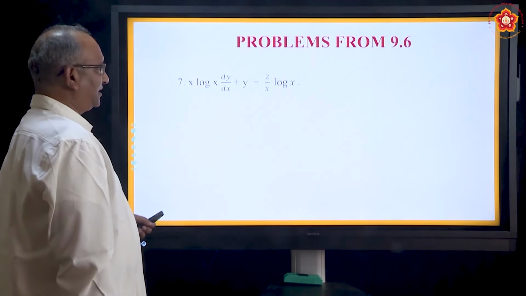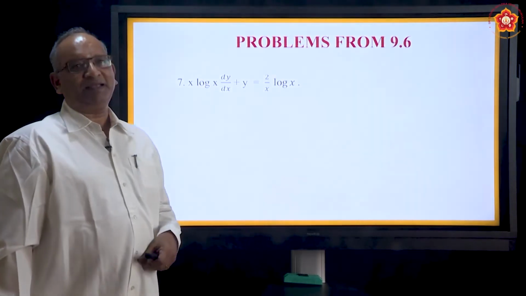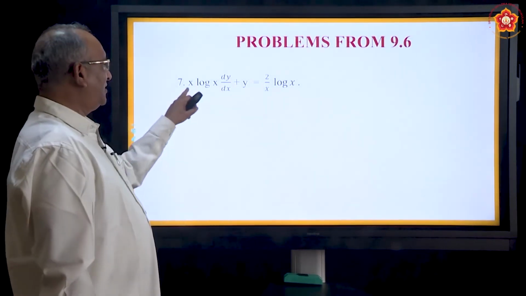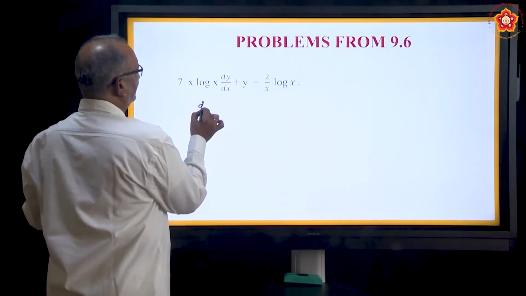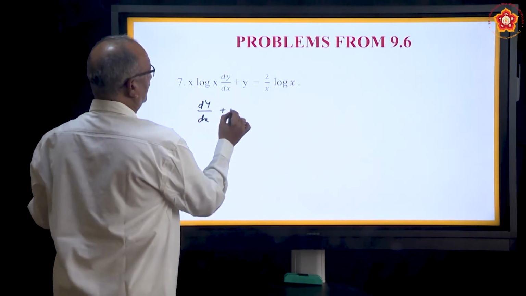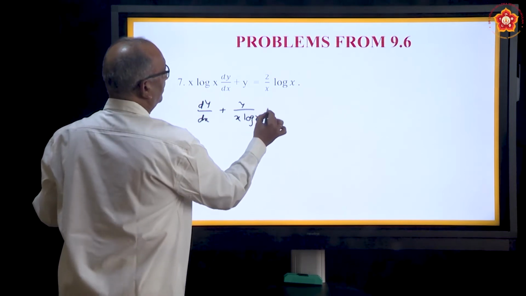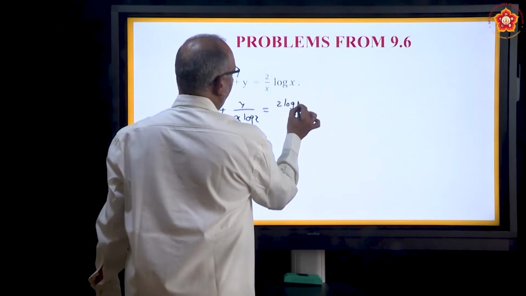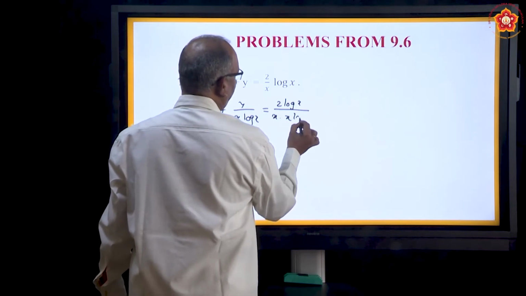Let us begin with this particular problem. When you look at it, it does not appear to be a linear equation. So, what do we do? We divide the whole equation by x log x. What will you get in the process? You will get dy by dx plus y upon x log x equal to 2 log x upon x, since we have divided by x log x.